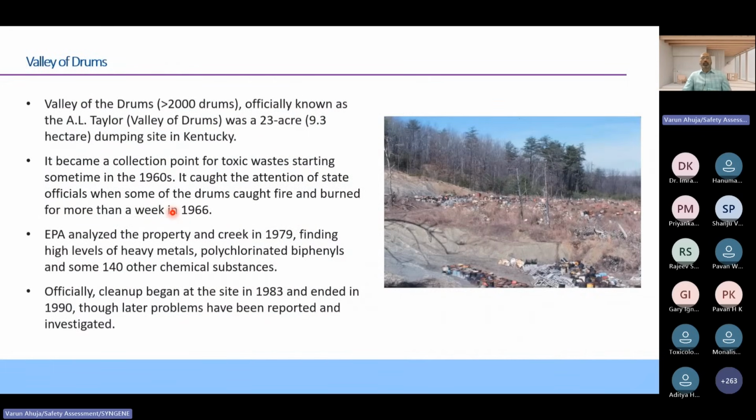Then this is the Valley of Drums. The name came because about 2,000 drums were dumped into this area, as you can see from this picture, officially known as A.L. Taylor Valley of Drums. This is a 23-acre, or 9.3 hectare, dumping site in Kentucky, US, and it became a collection point for toxic waste starting somewhere around the 1960s. It caught the attention of state officials when some of the drums caught fire, and it burned for more than a week.